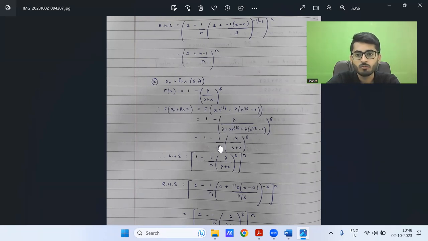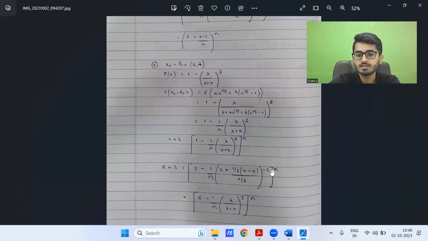So I can take n common out. Over here, sorry, n to the power 1 by delta, you can take common, and when you raise it to the power delta, 1 by n comes out common, and you're left with lambda by lambda plus x whole to the power delta. So this becomes my LHS, and in the RHS, again, if you put in the values of A, B, and C, you get in this form, and again, LHS equal to RHS over here.